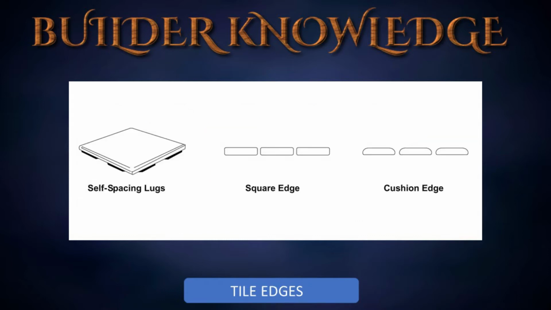Now let's look at the different edges of tiles. Self-spacing lugs, these you will see on 4 1/4 inch by 4 1/4 inch tiles. Then there are square edge tiles and cushion edge tiles.